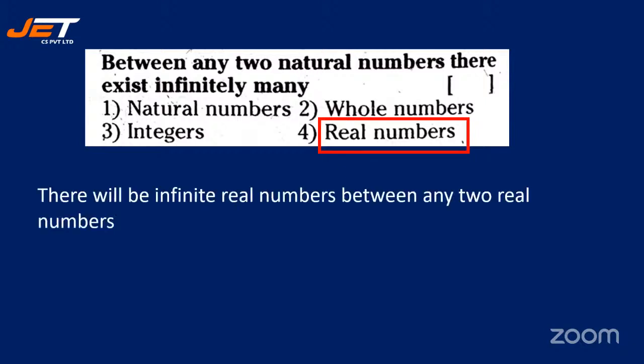And why is it so? There will be infinite number of real numbers between any two real numbers. So infinite real numbers between any two real numbers. All right. So between any two natural numbers, there exist infinitely many real numbers.